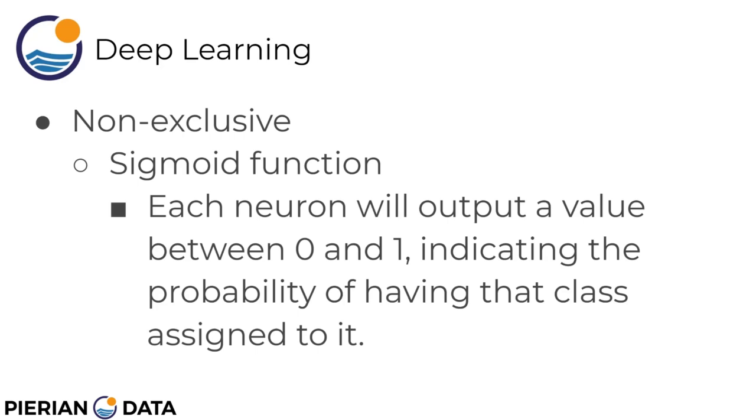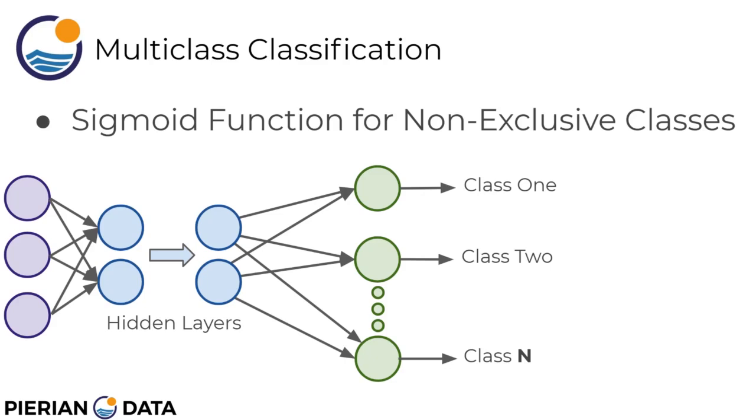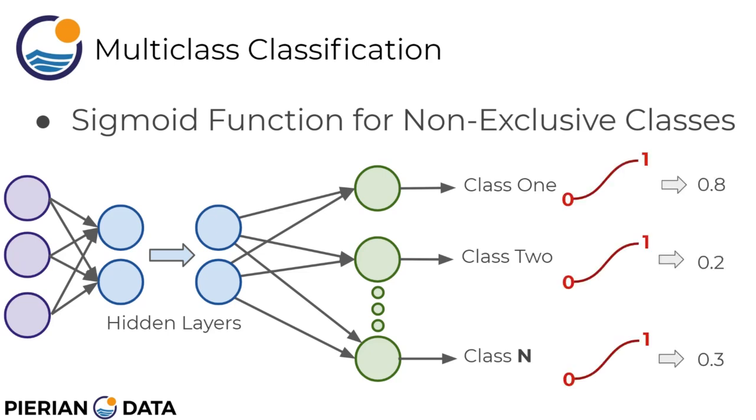So if you're dealing with non-exclusive classes, then you can just use the sigmoid function, because each neuron will output a value between 0 and 1, indicating the probability of having that class assigned to it. What this looks like is we again have a neuron for each class. Again, this is non-exclusive, so data points can have multiple classes assigned to them. Then you just put in a sigmoid function. Recall a sigmoid function, also known as the logistic function. It can have values between 0 and 1, and then all the outputs for those neurons end up lighting up somewhere between 0 and 1.